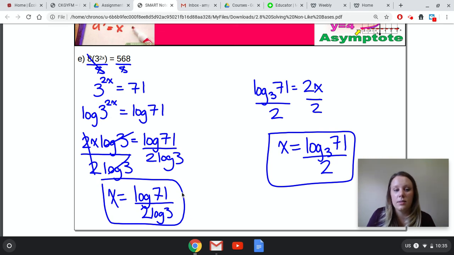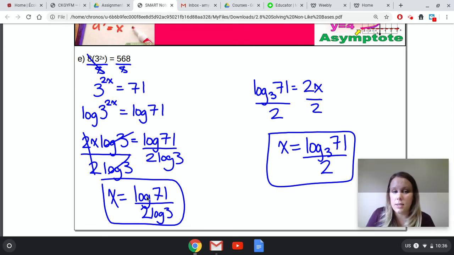Okay, this is not wrong, however. This is the same thing, logging both sides, bringing the 2x out in front, and dividing by the numbers to get x by itself. The 2 and the log 3, divide by them, and you get this.